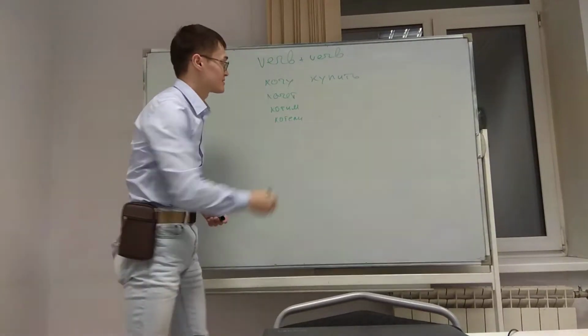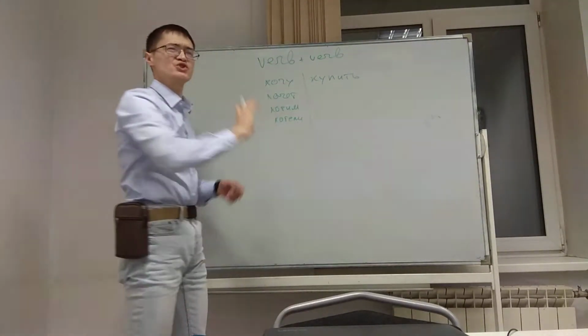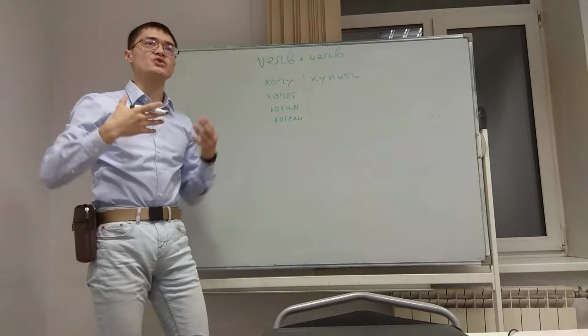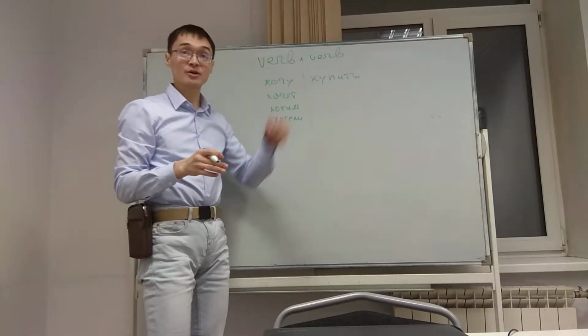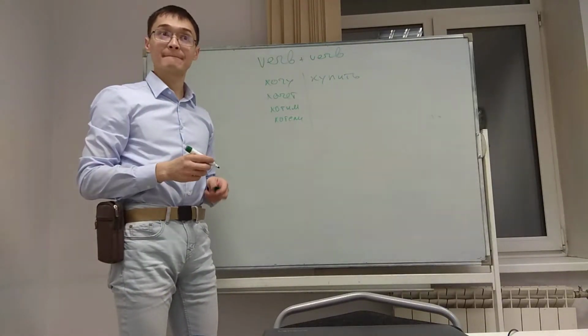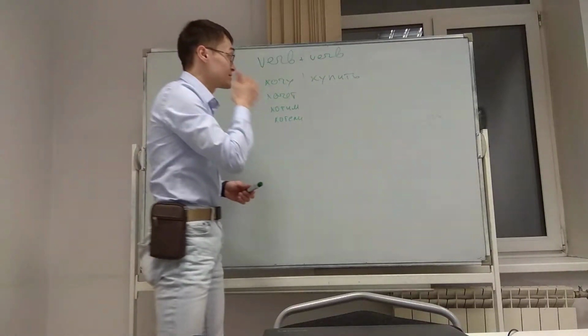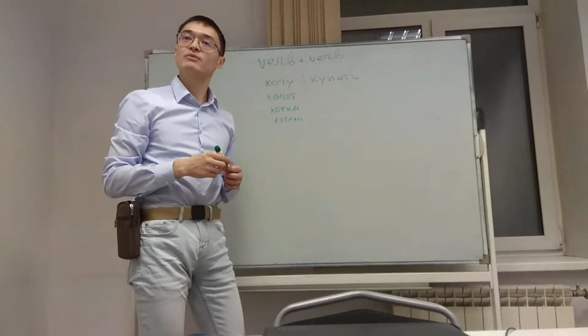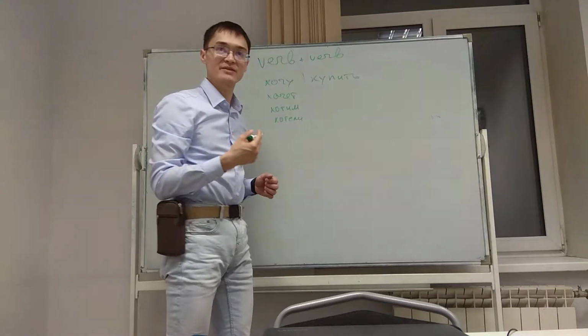Now what do we see, guys? That the first verb, of course, changes in accordance with the person, in accordance with the tense, and so on. But the second verb never changes. It's in what form? Infinitive, right. So infinitive in the Russian language has what form?